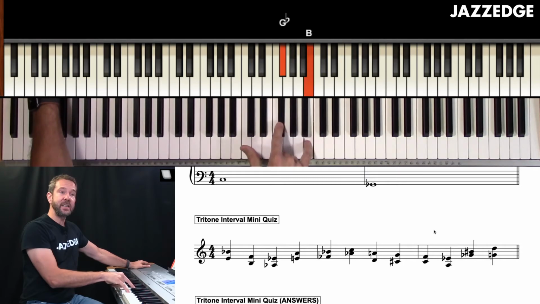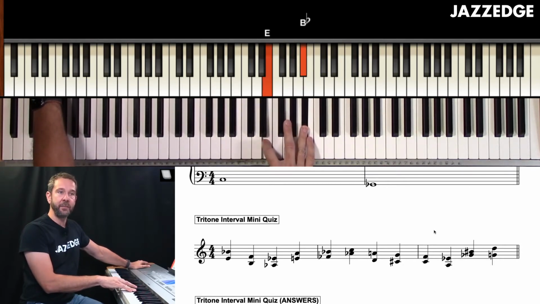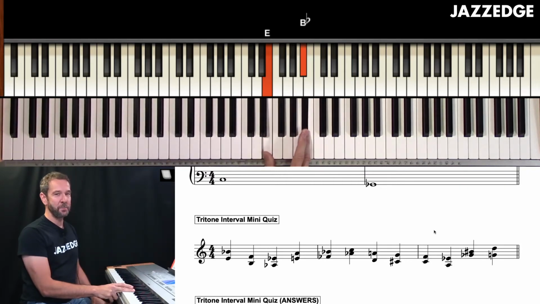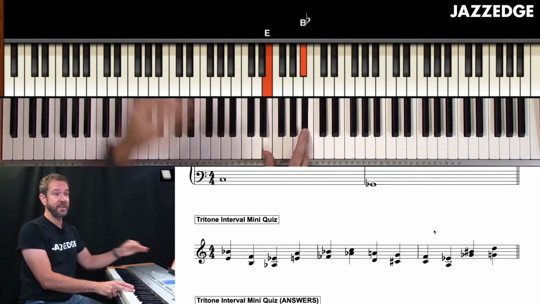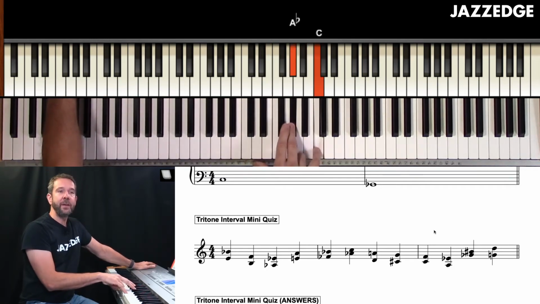What about this one? Oh, I'm sorry. F flat and B flat. So F flat and B flat. Now pay attention to this because it's kind of a little bit of a trick, right? Remember enharmonic. F flat is the same thing as what note? Okay. So that's the only hint I'm going to give you. What about this one? A flat and C.